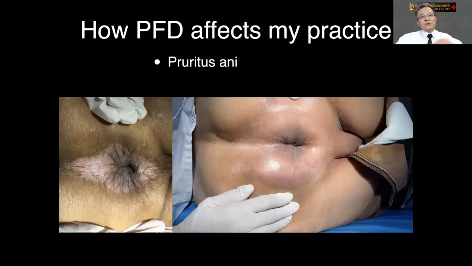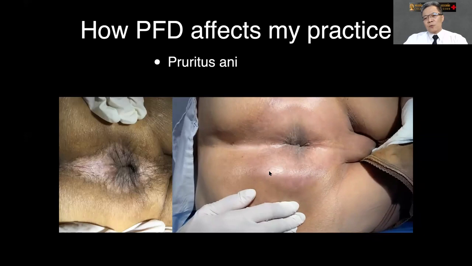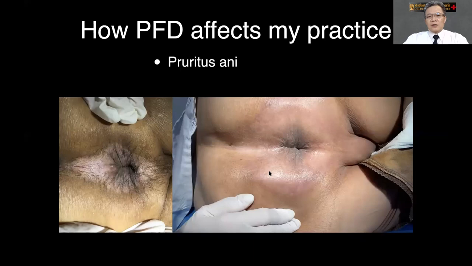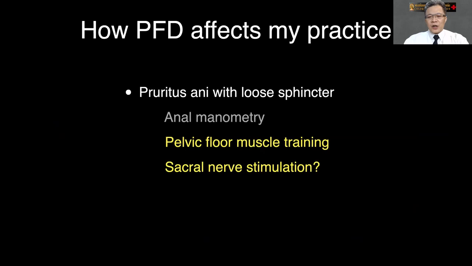The last one is patulous anus. It's not a common condition, but it's quite common in colorectal screening. In the top video, you can see the ballooning and wide opening of the anus, and you can notice the mucus around the anus. So for patulous anus with a weakened sphincter complex, the main treatment is pelvic floor muscle training. Sacral nerve stimulation is quite pricey and it's not available in Thailand.